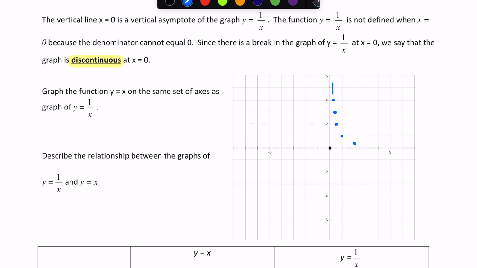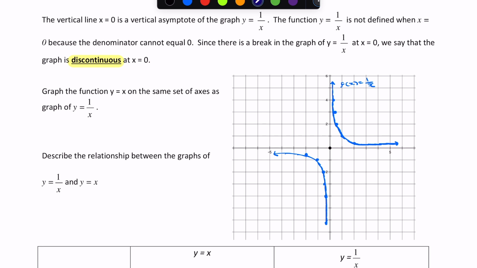So it'll look something like this, same as when we graphed it at the top as well. And that one's in quadrant 1. And then in quadrant 3, it'll look something like this. Okay, so that's, again, our function, and we'll label that f of x is equal to 1 over x.